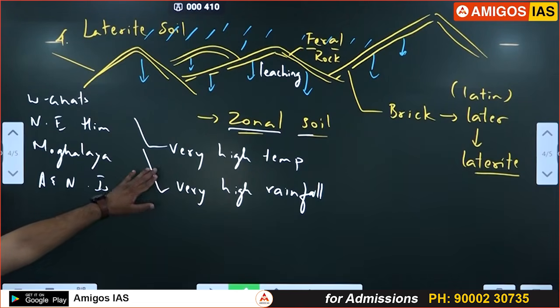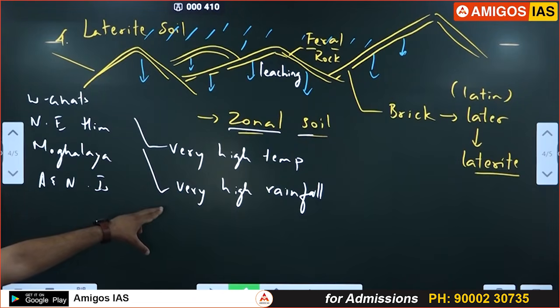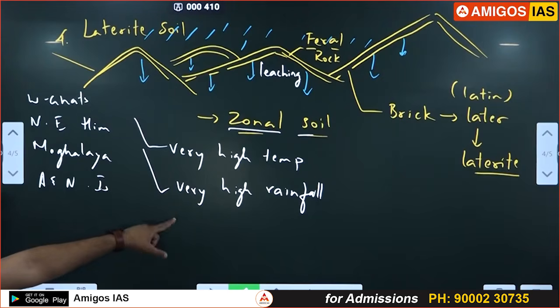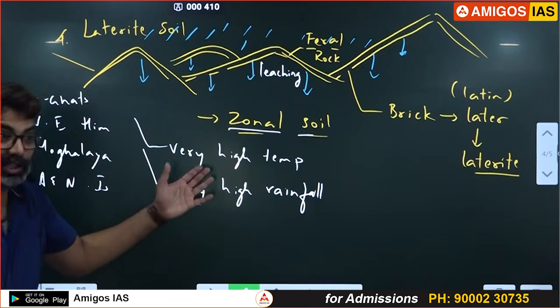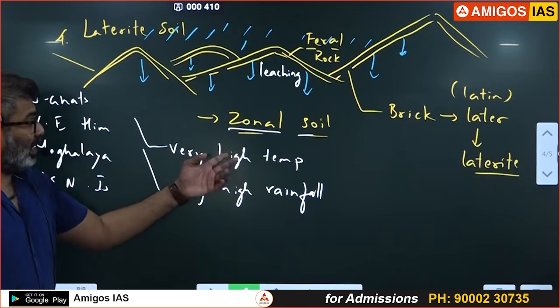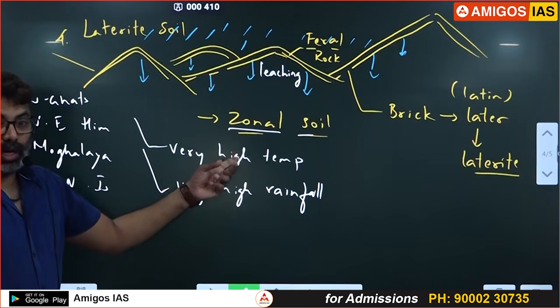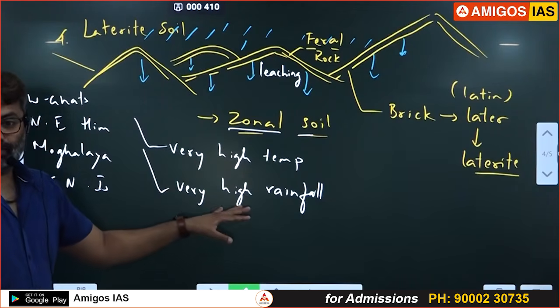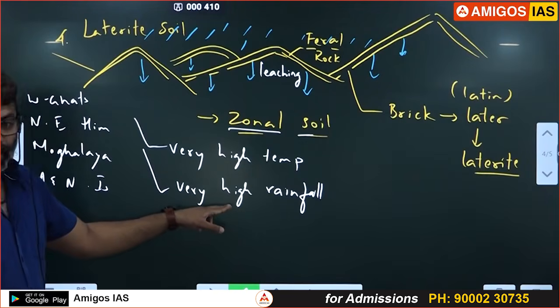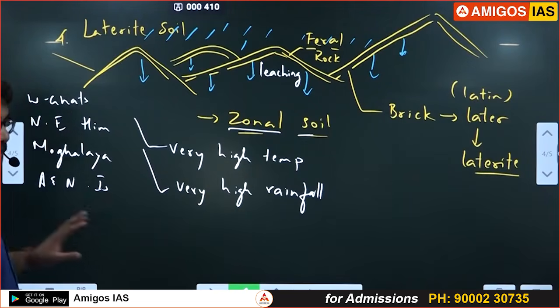So I have taken temperature and rainfall. That means what? This soil is modified by the climate. Climate modified soil. Very high temperature, high rainfall. Now I'll take one more climate modified soil, wherein I'll keep the temperature and make the rainfall very low. Instead of very high, I'll make it very low. That is the fifth one: desert soil. We get desert soil.